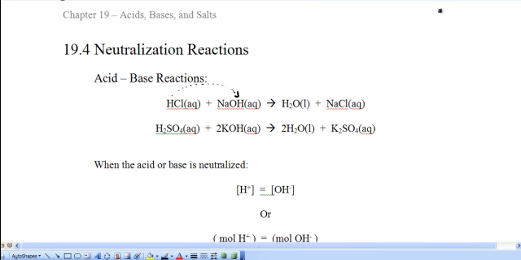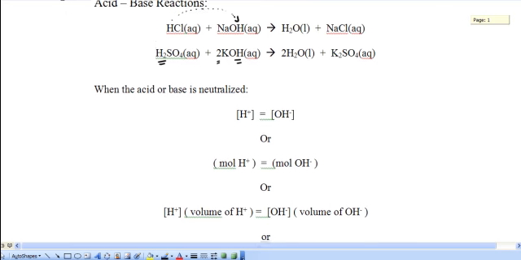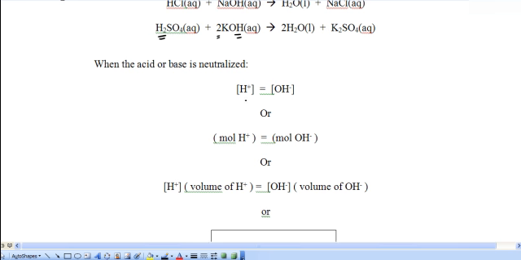Or if you're dealing with something like sulfuric acid, it has two hydrogens, so therefore we're going to need to have two hydroxides to accept them. Now in any case, when an acid or a base is neutralized, the hydrogen concentration will have to be equal to the hydroxide concentration. That's by definition. That's what a neutral solution is, as you learned earlier in the chapter. Or you could say that the number of moles of hydrogen will have to equal the number of moles of hydroxide. That's also a valid statement.